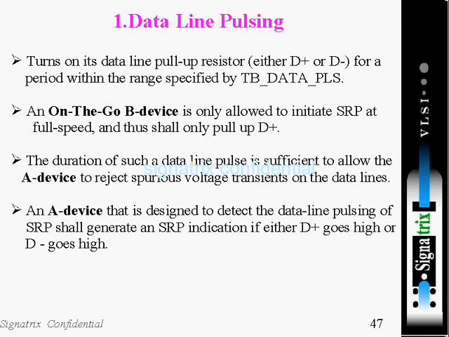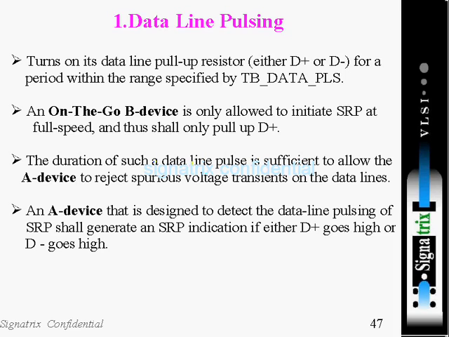First, we are going to see about data line pulsing. Two methods are there in the SRP mechanism. SRP will be done by either one of these two mechanisms. Sorry, two methods. First one is data line pulsing. Second is VBus pulsing. First, we are going to see about data line pulsing.